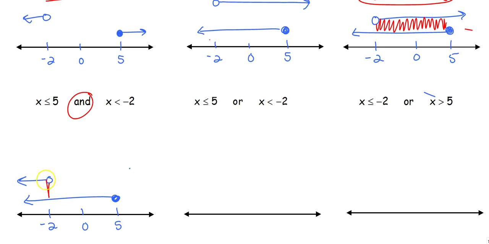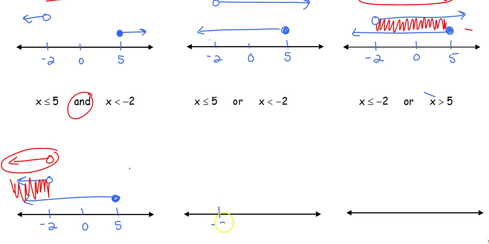So they overlap starting here, and they both forever continue to the left. Now, do they both have -2? No, the first one does, the second one does not. So that's an open circle going to the left.